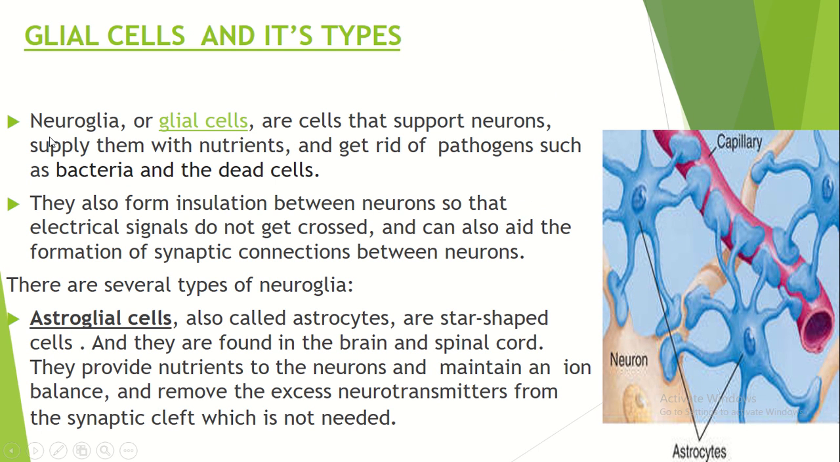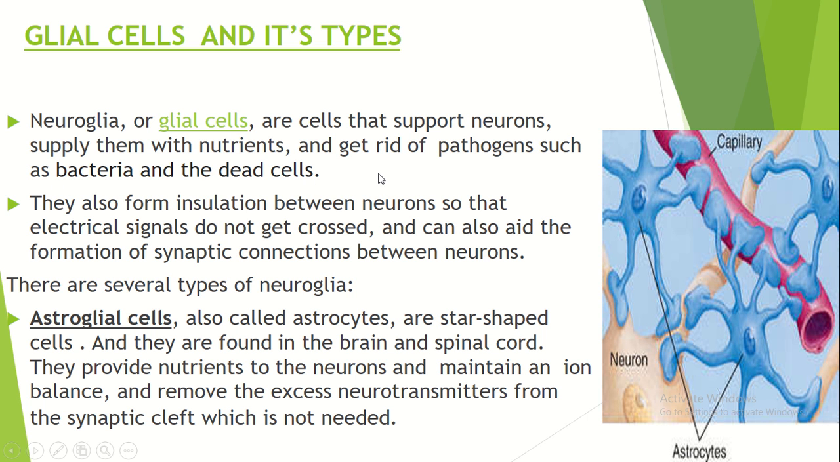Glial cells and their types. The neuroglia, or glial cells, are the cells that support the neurons, supply them with nutrients, and get rid of pathogens such as bacteria and dead cells. For everything the neurons need some nutrients, right? These nutrients are provided by the glial cells.